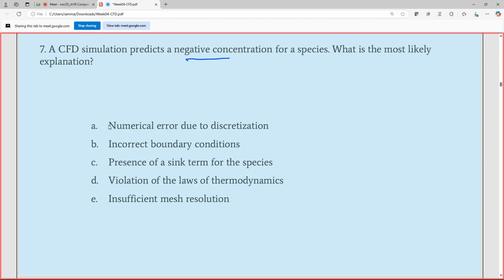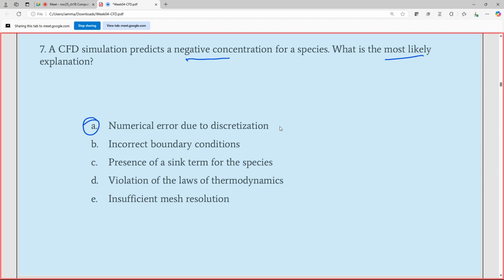So our answer is option A, numerical error due to discretization. The question is on the most likely explanation. Numerical error due to discretization can lead to a negative concentration gradient. If you are to check where the simulation went wrong or where the issue arises, first we have to check the discretization.